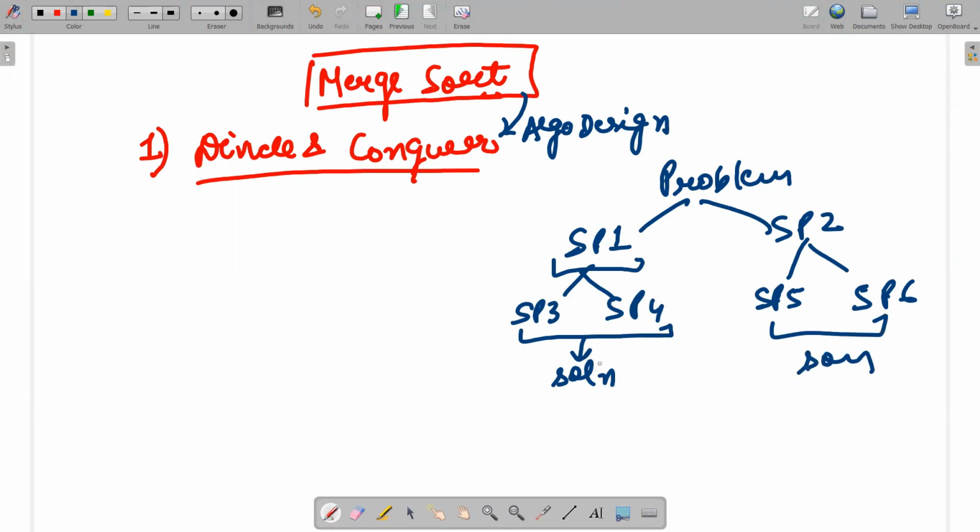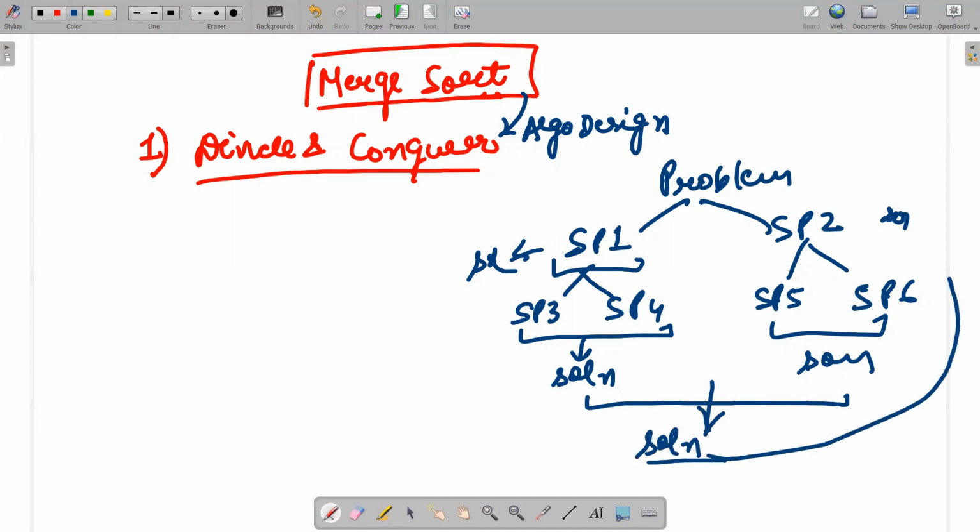Then it will solve the solutions of subparts, forming the solution and merging the solutions for the entire problem. So that's what divide and conquer strategy does. It divides the problem into subparts, solves those subparts and merges the solutions to form the solution of the entire problem. It means if it is dividing, it will split into two parts.